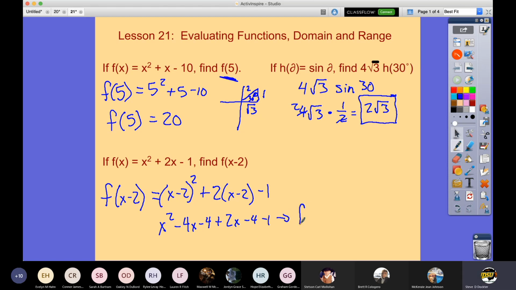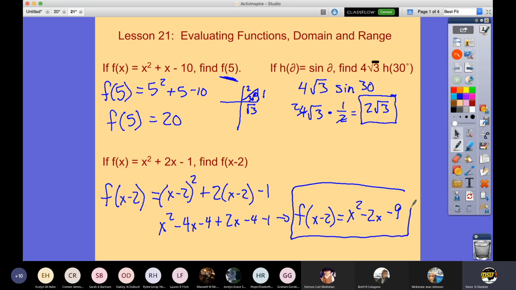All right, so then we would find that f of x minus 2 equals, and then we just have to combine like terms here. So we've got an x squared. We would have a negative 4x and a 2x would be a negative 2x. 4 minus 4 would be negative... negative 4 plus 4 minus 1 would be negative 1. Negative 4 would be negative 8, minus 1 would be negative 9. So f of x minus 2 equals x squared minus 2x minus 9.